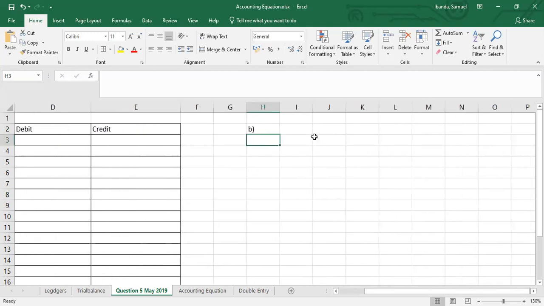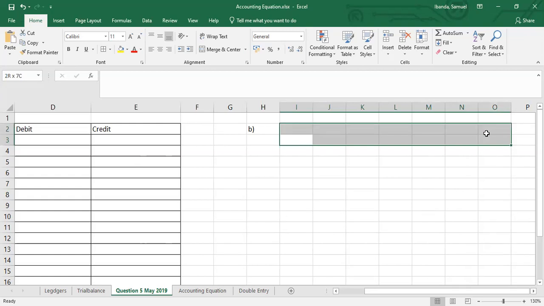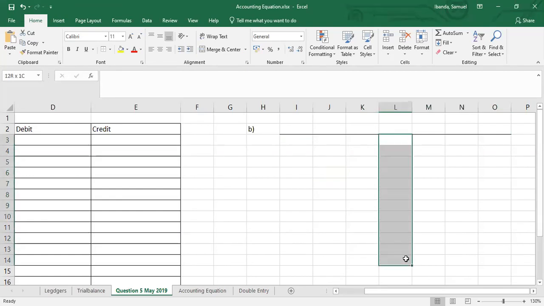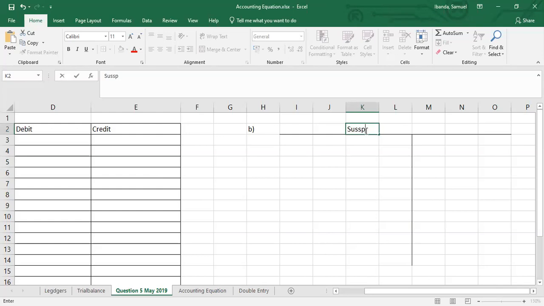So a suspense account is just like the way you have a ledger. So we are going to draw up a ledger for suspense. So this is our suspense account.